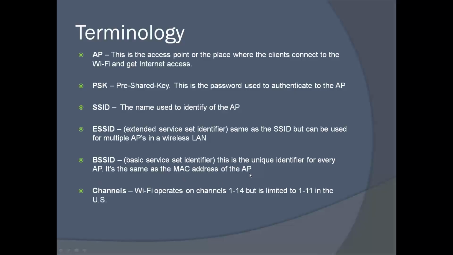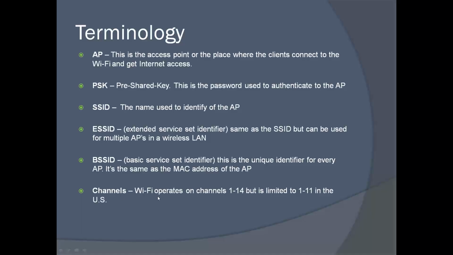We know what a MAC address is, right? It's a globally unique network adapter identifier, right? So when we're talking about the BSSID, we're talking about a globally unique identifier on that AP. SSIDs and ESSIDs are not globally unique. Anybody can name their AP any name they want, right? But the BSSID is globally unique.